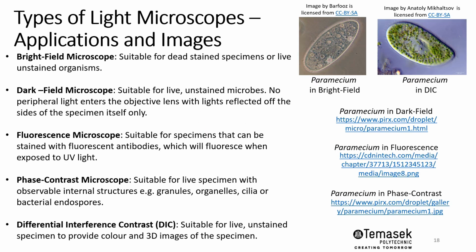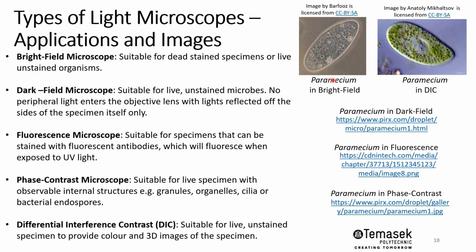The different types of microscope have different applications and images. The bright field microscope is generally suitable for dead, stained specimens or live unstained organisms. So you see here the paramecium in the bright field microscope. You can see the cilia as well as the vacuoles within the paramecium. This is a live microorganism, and hence it can be readily visualized using the bright field microscope.